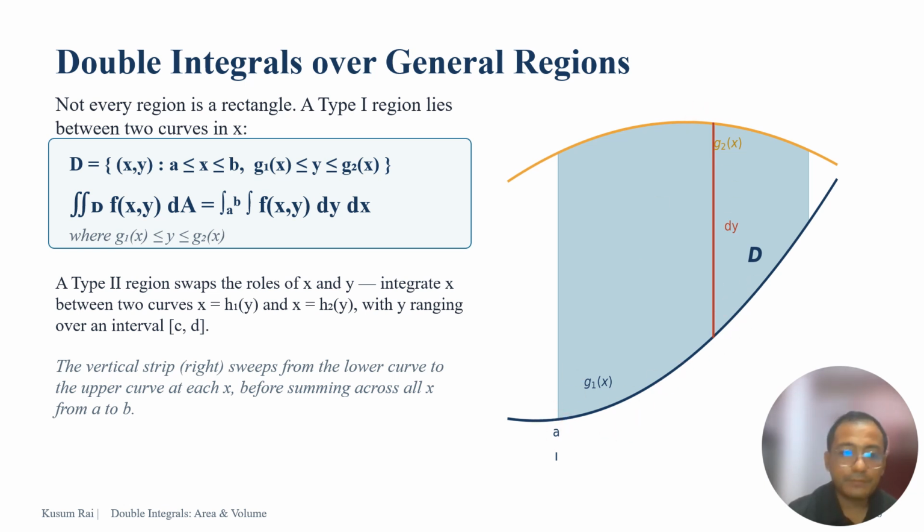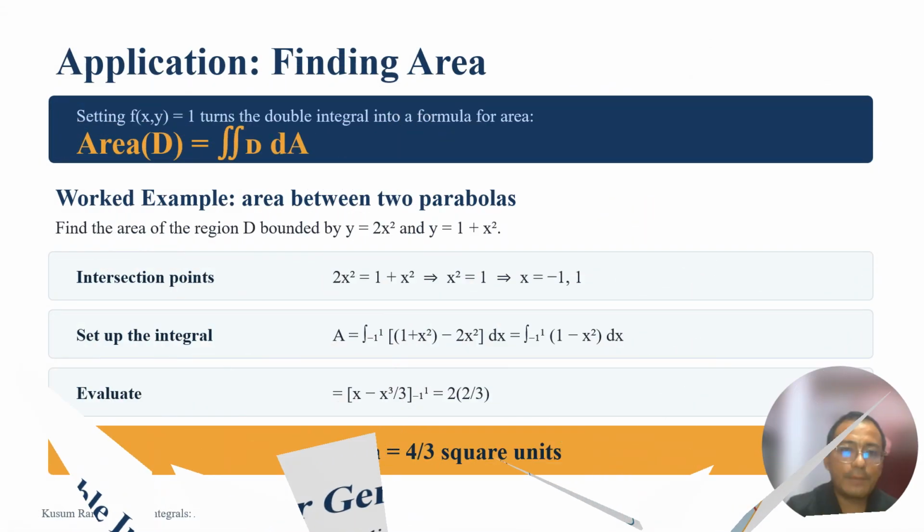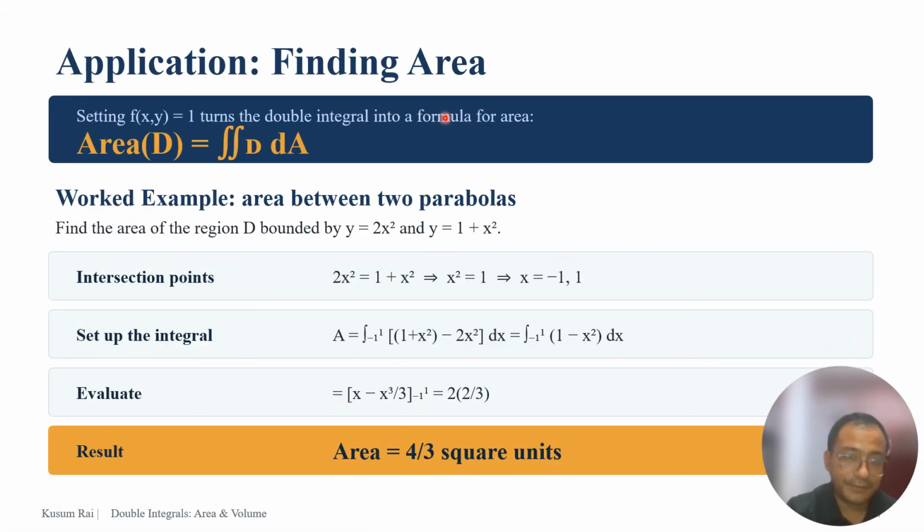So okay, for the next, now, application in finding area. Setting f(x, y) equal to 1 turns the double integral into a formula for area. Now the area of D is equal to the double integral of dA. Now let's work out an example: area between two parabolas.